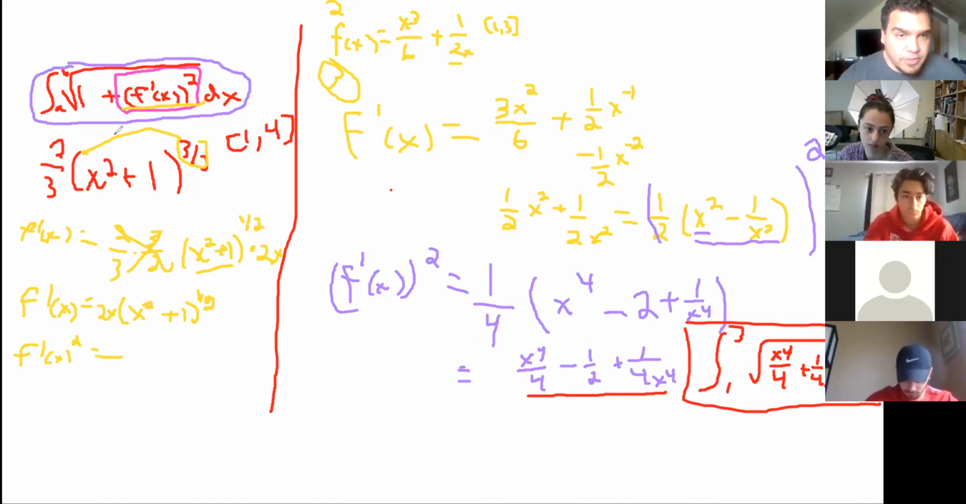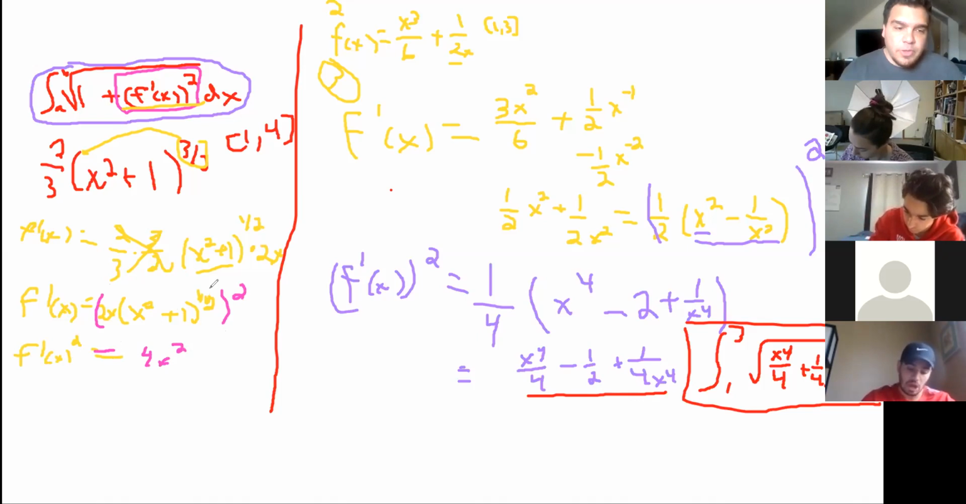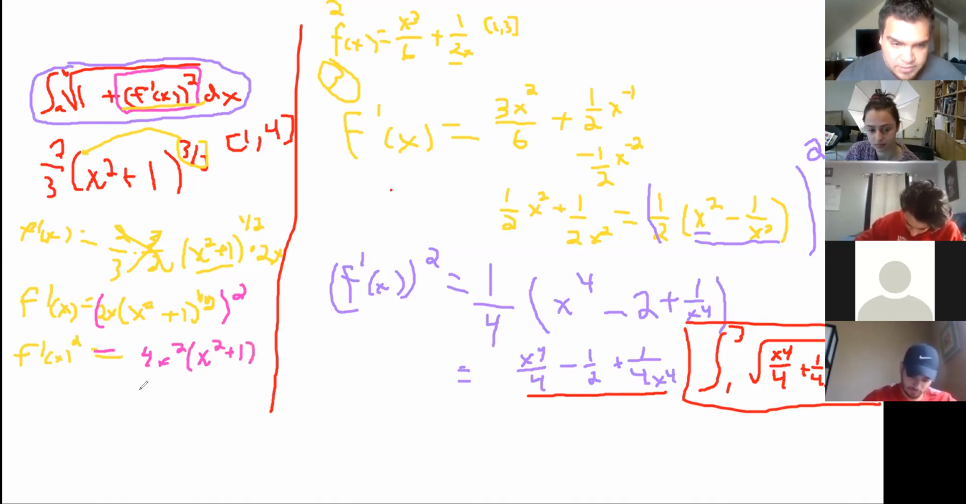Let me start using a different color. Now we're going to square this whole thing. So 2x squared is very simple. It's just 4x to the second power. They're being multiplied, so you could just distribute the square. Now this half, the square root and the square cancel out. So it's just simply x squared plus 1 in parentheses. And I could distribute that 4x squared. So that's 4x to the fourth plus 4x to the second.